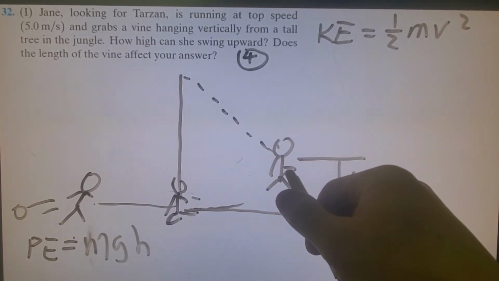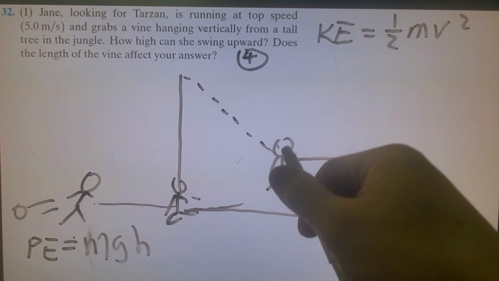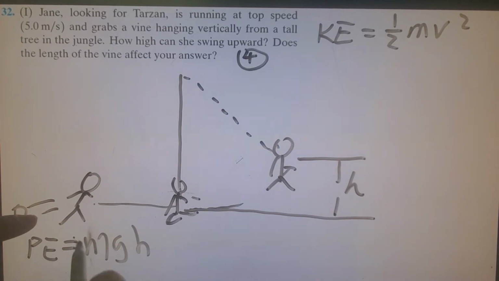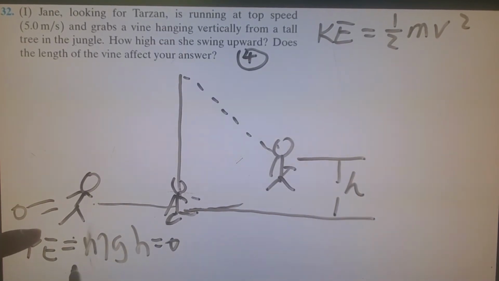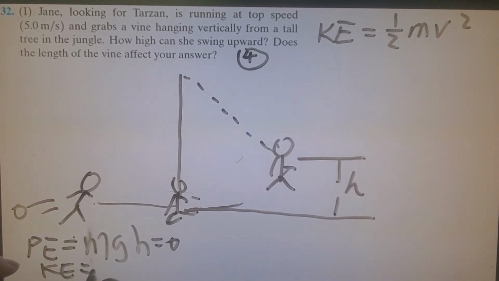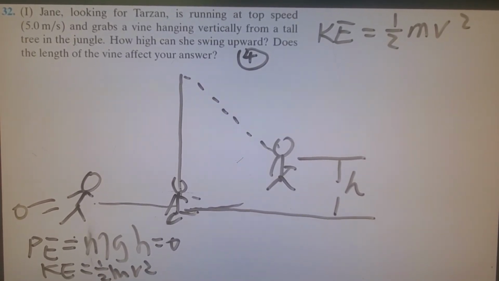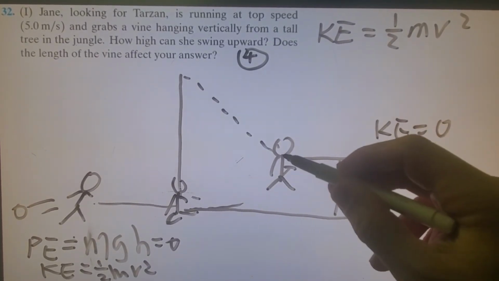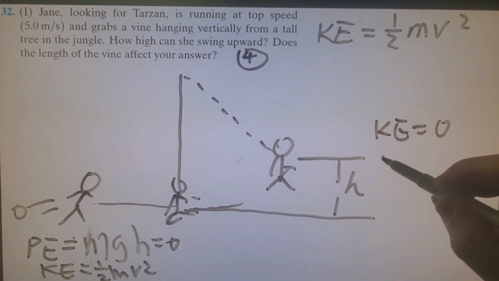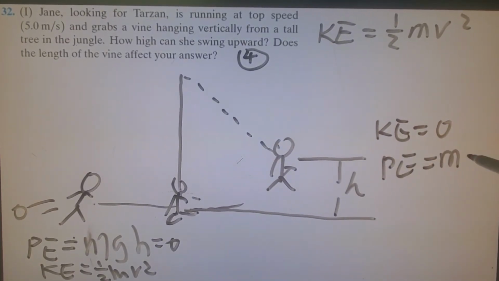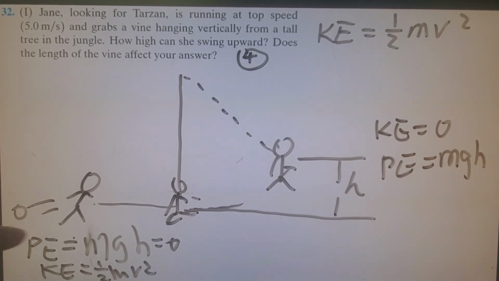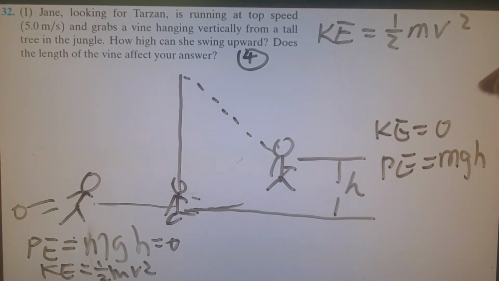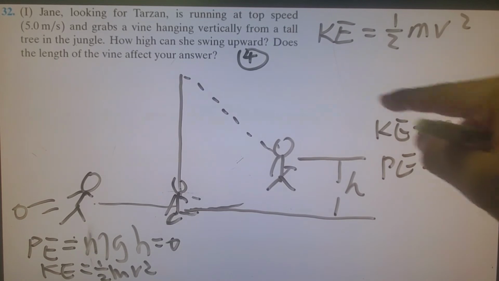When she stops over here, what will be the kinetic energy? Kinetic energy at this point will be equal to 0. At the beginning, potential energy is 0 and she only has kinetic energy, which is half mv squared. Over here, kinetic energy is equal to 0 because she is not moving. At the highest point, potential energy is equal to mgh. Kinetic energy plus potential energy of the initial state should be equal to kinetic energy plus potential energy in the final state.